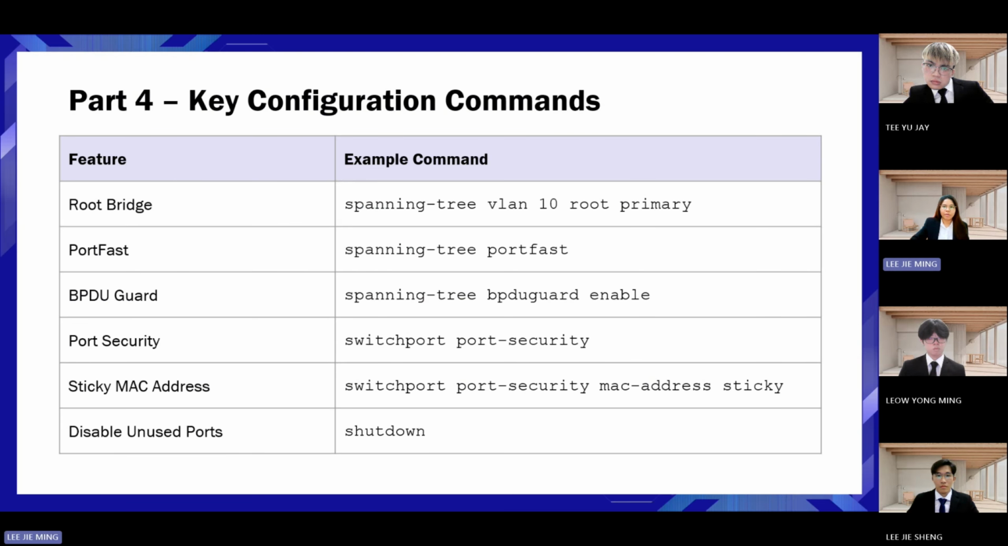This slide summarizes some of the key commands used in part 4 to provide a loop-free and secure network. First, the root bridge configuration command is spanning-tree vlan 10 root primary. For PortFast, the example command is spanning-tree portfast. BPDU Guard is spanning-tree bpduguard enable. For port security, the example command is switchport port-security, and switchport port-security mac-address sticky. And to disable unused ports, we are using shutdown to disable the port.